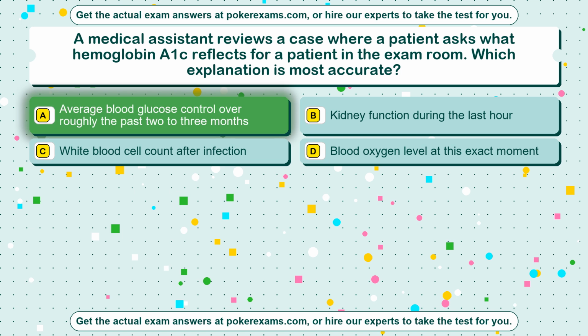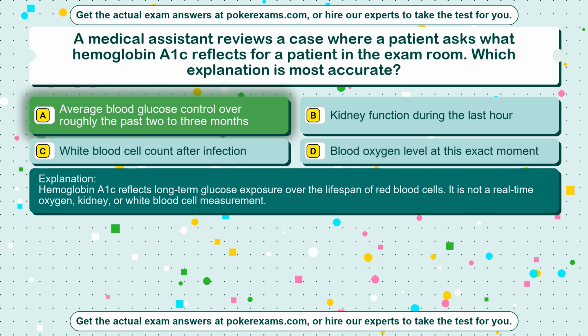The correct answer is option A. Average blood glucose control over roughly the past 2 to 3 months. Hemoglobin A1C reflects long-term glucose exposure over the lifespan of red blood cells. It is not a real-time oxygen, kidney, or white blood cell measurement.